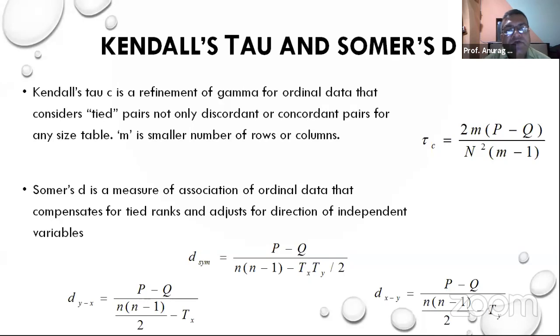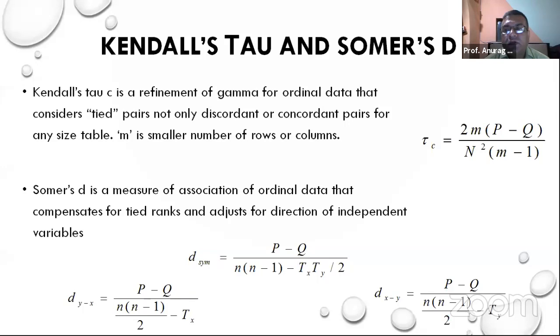Again, there was a refinement made, and it is called Kendall's tau-c. Kendall's tau-c is a refinement of gamma for ordinal data that considers tied pairs, not only discordant or concordant pairs, for any size of table. Kendall's tau-c is basically for bigger tables, say 5 by 3, 6 by 3, 5 by 4, and so on.